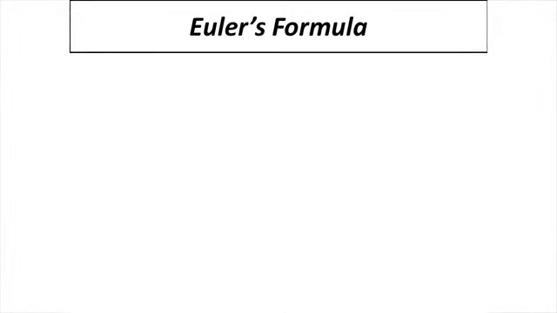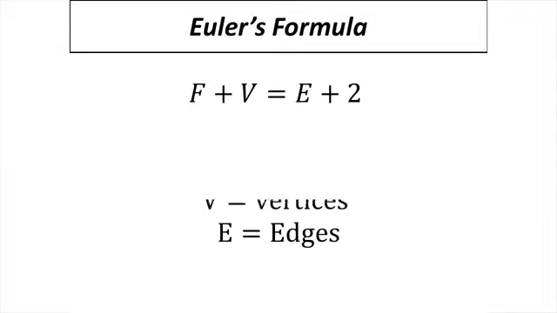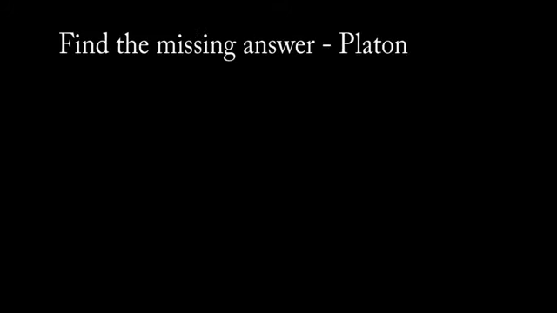Euler's theorem states that the number of faces, vertices, and edges of a polyhedron are related such that F plus V equals E plus 2. Let F be the faces, V be the vertices, and E be the edges. Example: using Euler's theorem, find the missing answer.